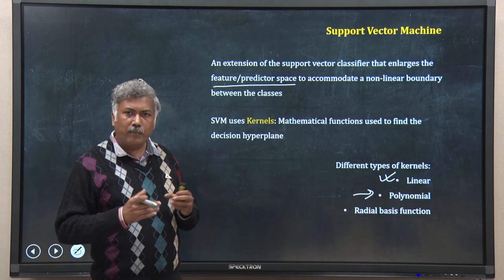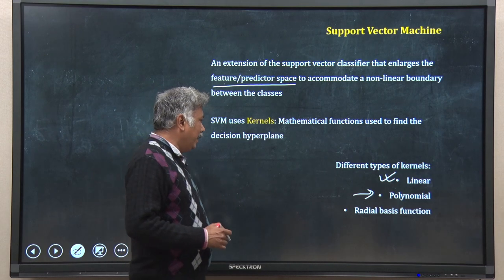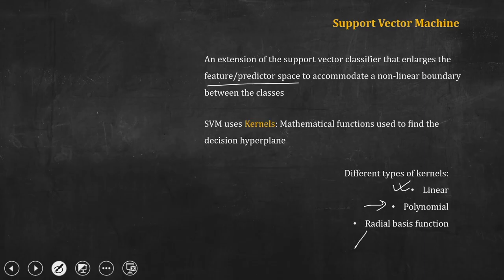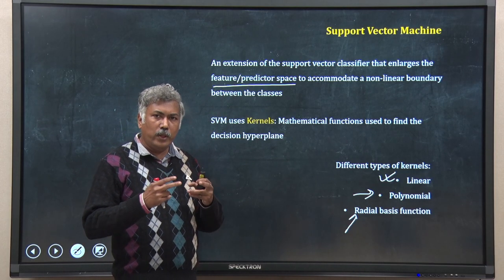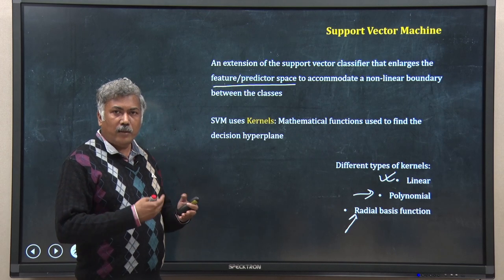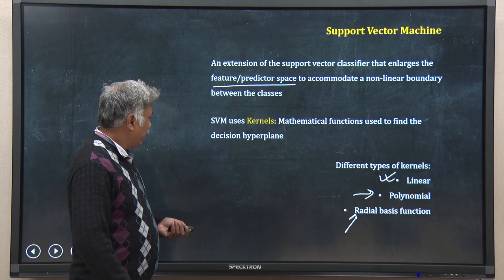You can decide which type of polynomial you want to use. And another very useful kernel is the radial basis function. So, what I will do now is discuss two examples to show the effect of these kernels on classification using the support vector machine.